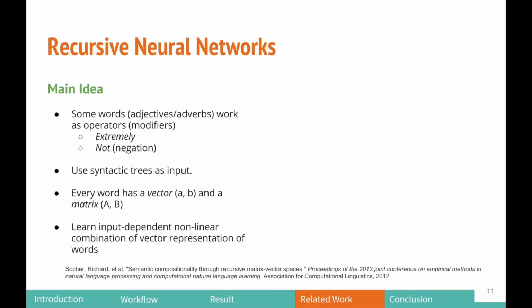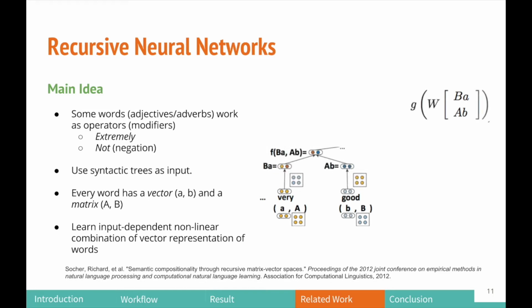To do this, vector and matrix representations are learned for every single word, for example, word A and word B. When combining two of these words, the vector representation of word A is multiplied with the matrix representation of B, and vice versa, and these are concatenated together. Then, a nonlinear projection function is applied. This is then the intermediate representation which takes the original word and modifies it, like an adjective, for example. And you could keep doing this recursively bottom up the syntax tree.